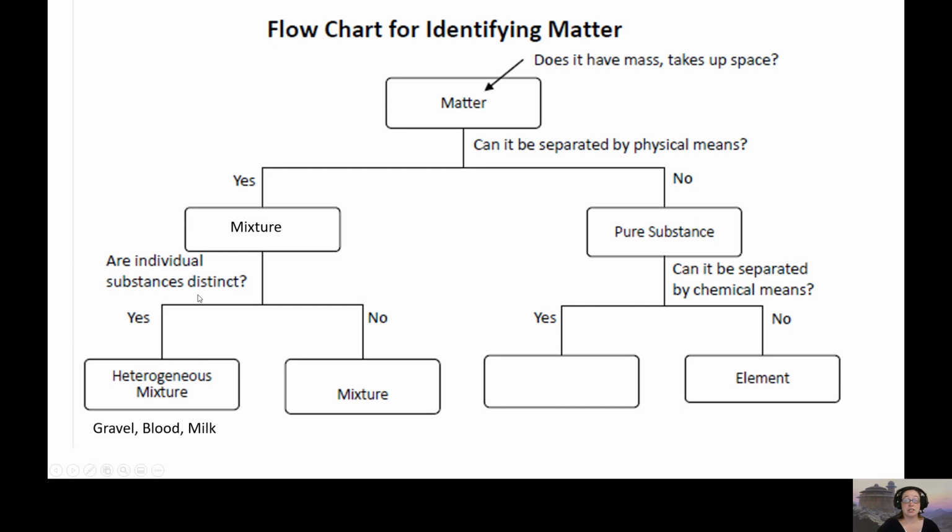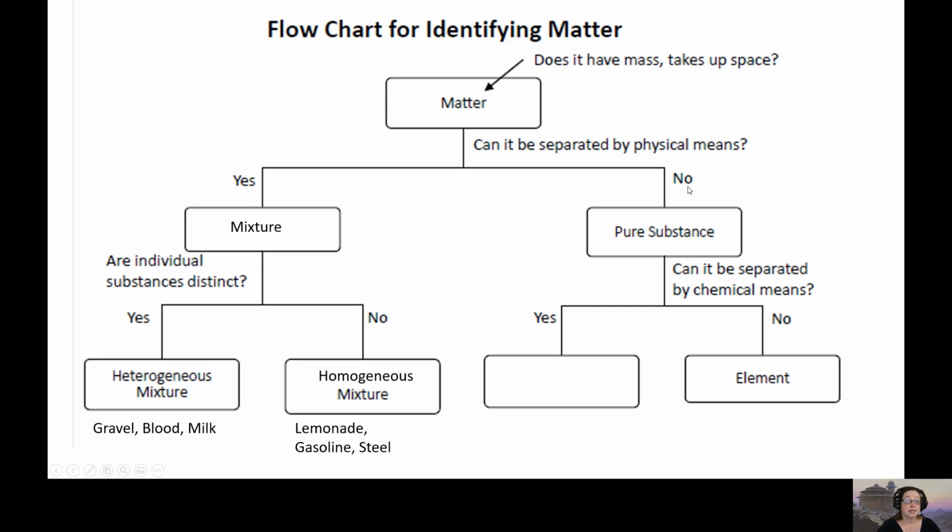Now, if the individual substances are not distinct, you have a homogeneous mixture. These, like I said before, are things like lemonade, gasoline for your car, and steel. Okay. Homogeneous mixtures aren't easy to separate out. If you let it sit, it's not going to become two separate liquids or two separate solids. It's going to stay in the mixture. And so you need different techniques for separating those out.